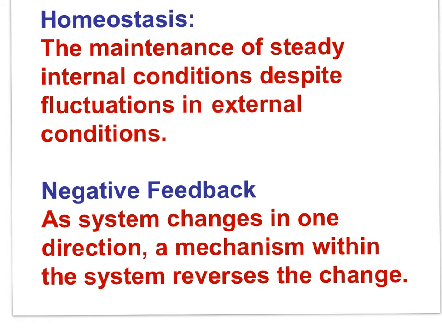Let's jump in with 2 definitions. Homeostasis is the maintenance of steady internal conditions despite fluctuations in external conditions. Negative feedback is as a system changes in one direction, a mechanism within the system reverses the change. Negative feedback should be comfortable for you, as we covered the concept well early in this course.